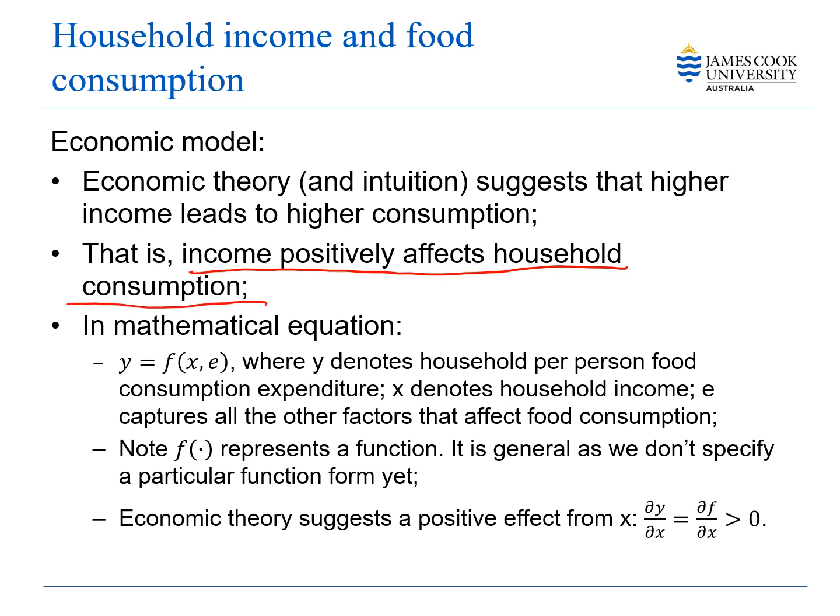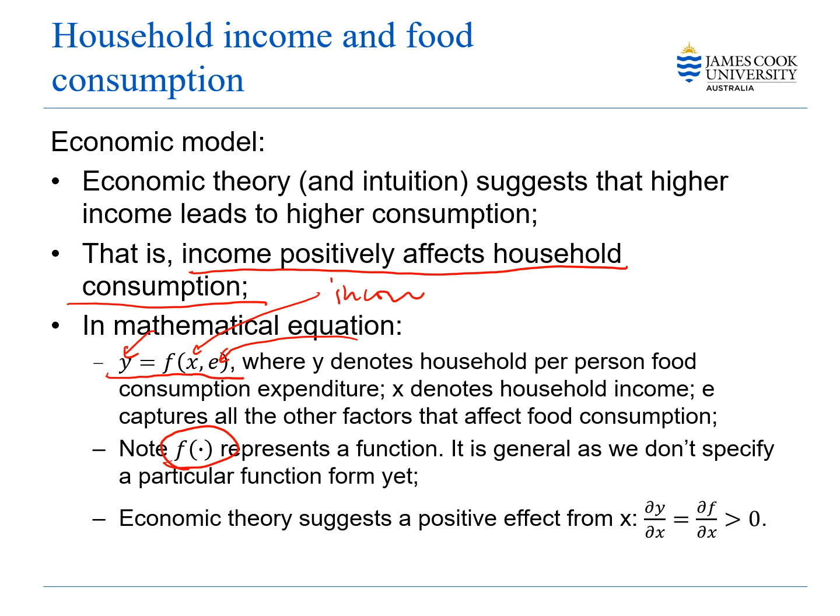We can write this relationship in a mathematical equation like this. Y is household per person food consumption expenditure. X is income, household income. E, we use E to capture all the other factors that affect food consumption expenditures. And F here denotes that it's a function of, very general. We haven't specified the specific functional form yet, but we know that Y depends on X and E.